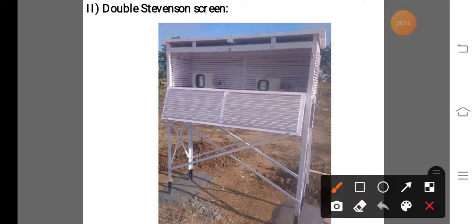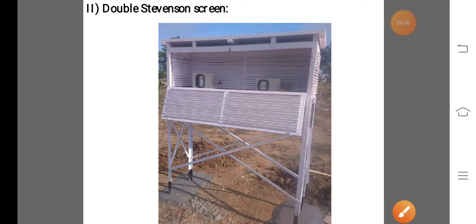And this double Stevenson screen is used to keep the thermograph and hair hygrograph. That means the self-recording instruments like the thermograph, hair hygrograph or thermohygrograph are kept in the double Stevenson screen. So this is about the double Stevenson screen.